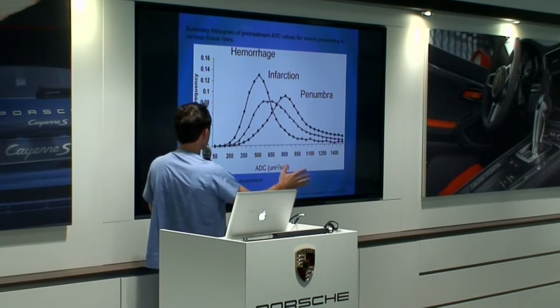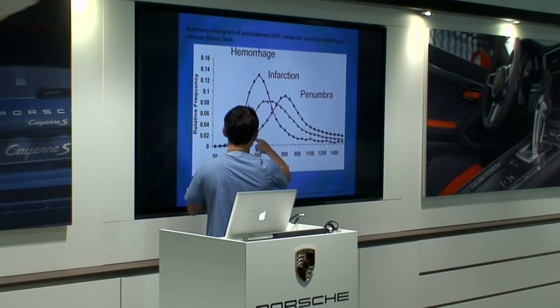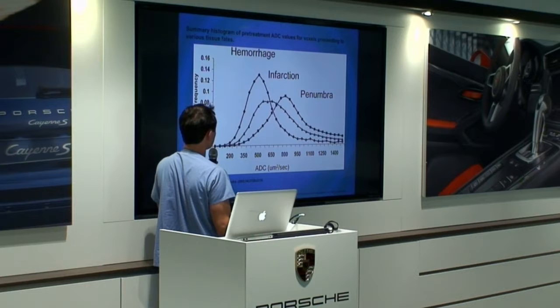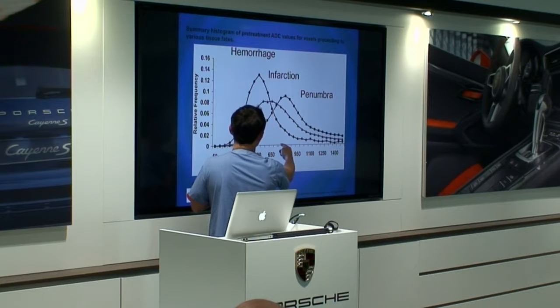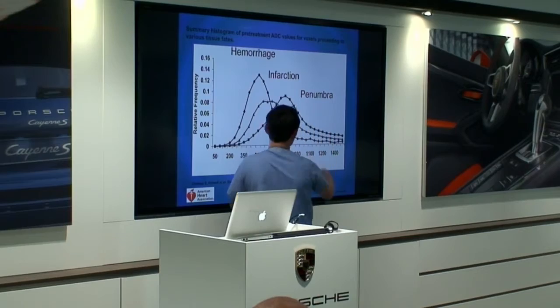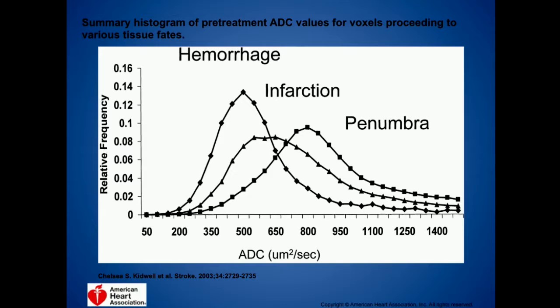There is overlap between these things, but this actually does show that if you have a value of, let's say 400, that this pixel is more likely to go onto hemorrhage and infarction together, or if you have then a pixel that basically has an apparent diffusion coefficient of 1,000 or so. So when people looked at this, they asked the question, what happens? Can you actually have images that are diffusion positive, but not have a stroke down the road? Can these things be reversible?